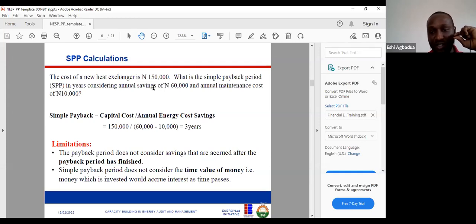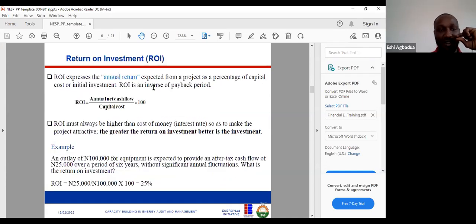Another limitation is the time value of money. Engineer Uche emphasized that a lot. It's very important. Of course, money that is invested today accrues interest over time. And so simple payback period doesn't really capture this.